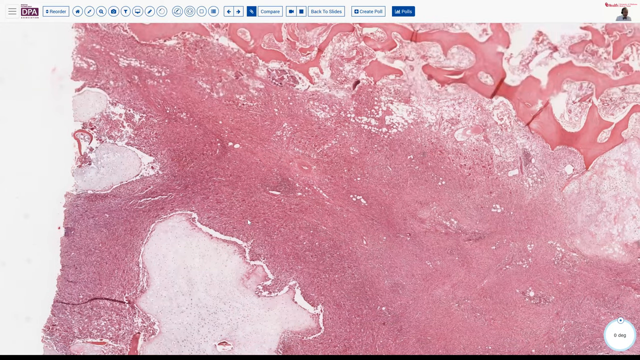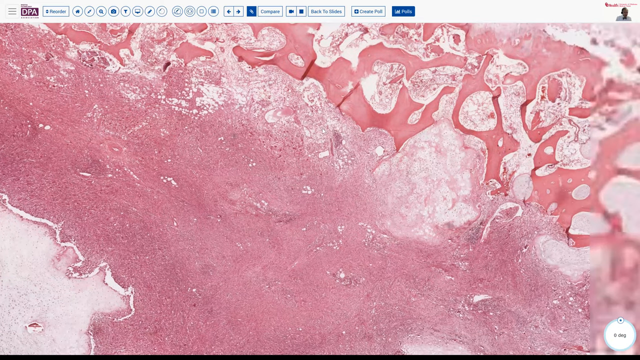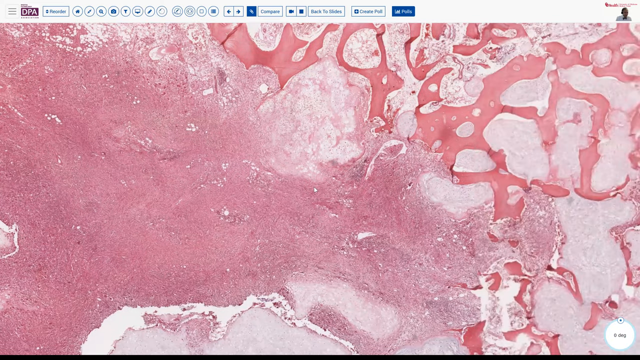So our diagnosis on this case would be a dedifferentiated chondrosarcoma arising from a low-grade chondrosarcoma, probably a chondroid lesion that had been present for some time.